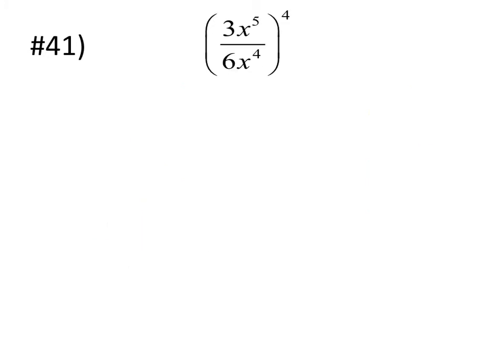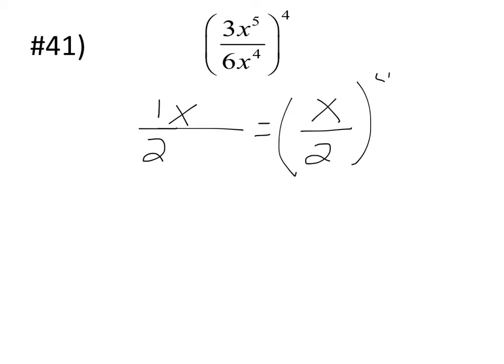Okay, here we have 3x to the 5th over 6x to the 4th. I'm going to deal with 3 over 6 first, giving me 1 half, and then x to the 5th over x to the 4th gives me just x in the numerator, because if you do the quotient rule, like bases, subtract the exponents. 5 minus 4 is just 1. So you end up with x over 2, and this is all still being raised to the 4th power.